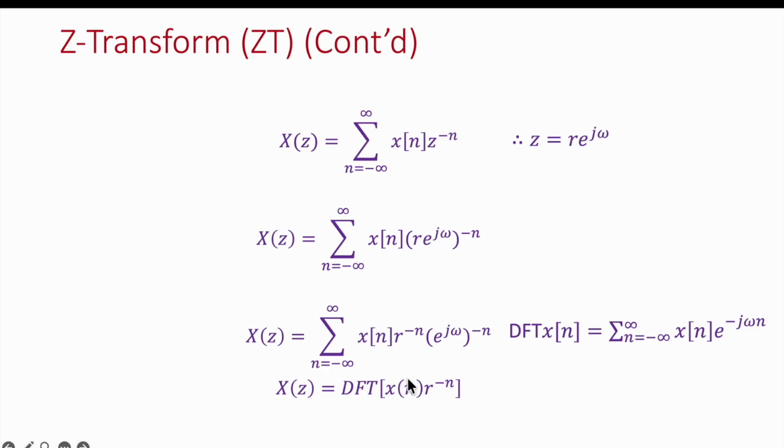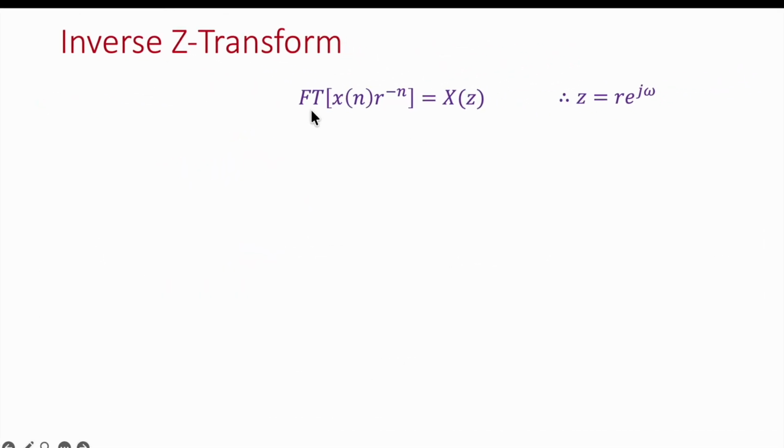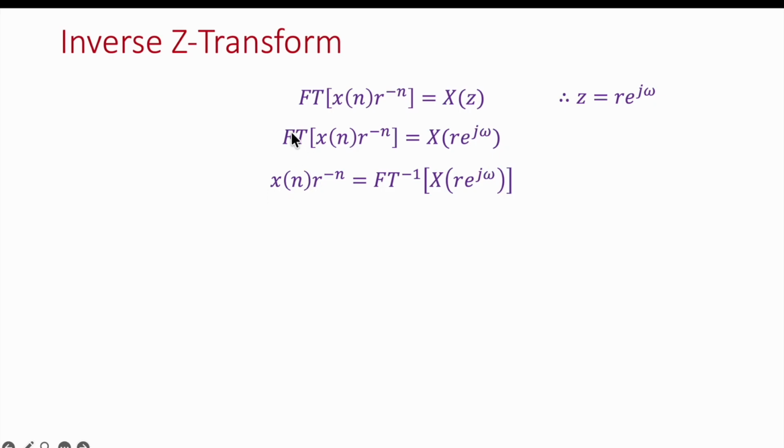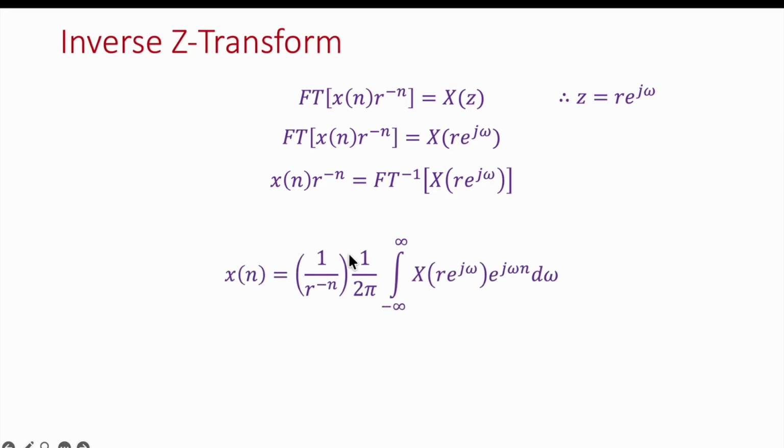So you are basically writing this additional value as it is, like the discrete Fourier transform of x of n multiplied by r raised to power minus n. So the Fourier transform of x of n r raised to power minus n is equal to x of z, because that is the transform of x. And in place of z you can rewrite r e raised to power j omega. You can take this Fourier transform to the other side and that will become the inverse Fourier transform. So you can write x of n r raised to power minus n is equal to the inverse Fourier transform of x of r e raised to power j omega.